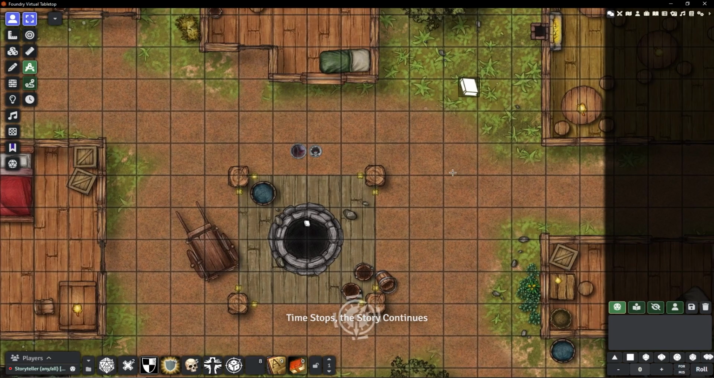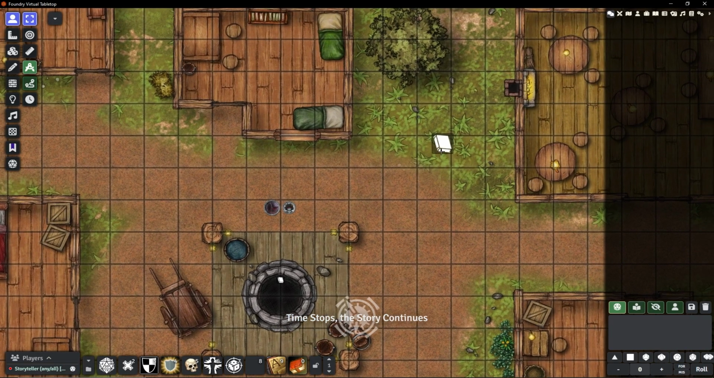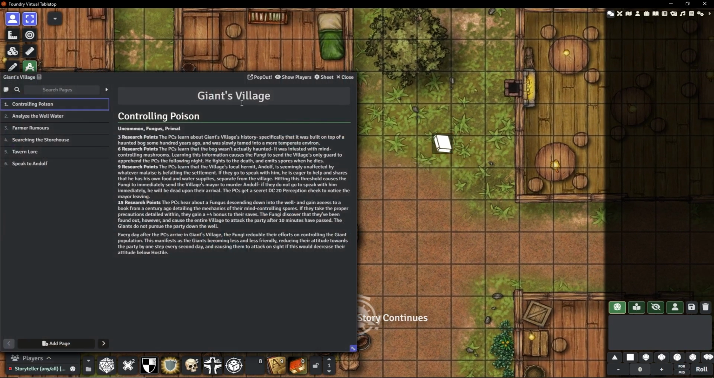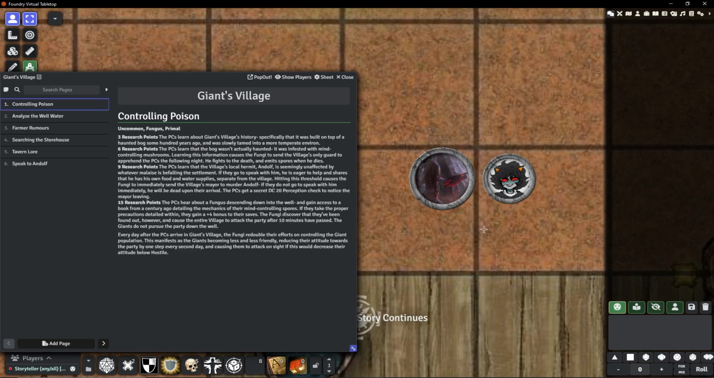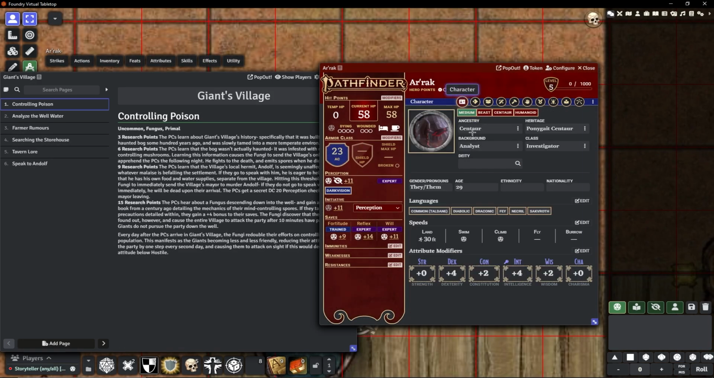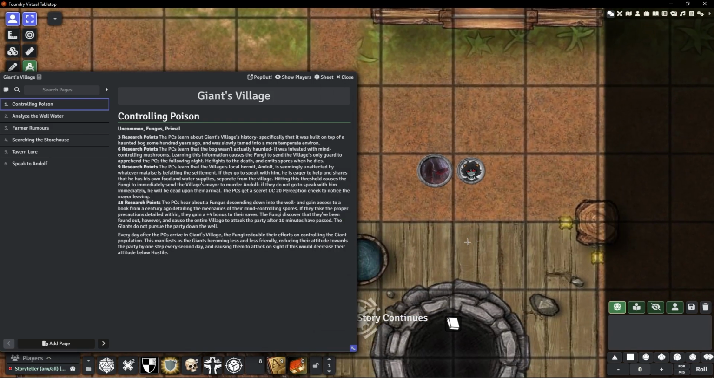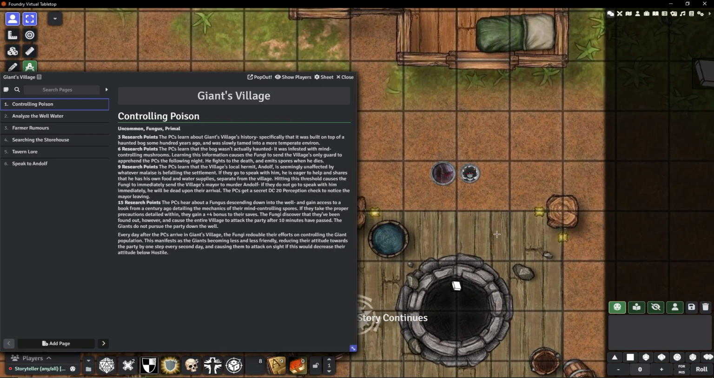The first demonstration that I have prepared for you is the Giant's Village. Our good champion Tiny is joined by his friend Arak, the centaur investigator, who is going to be hanging around and helping out in this set of adventures to better demonstrate balance with a party of two.